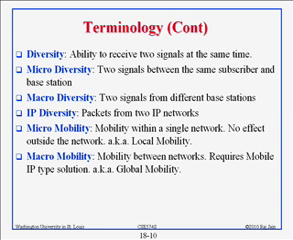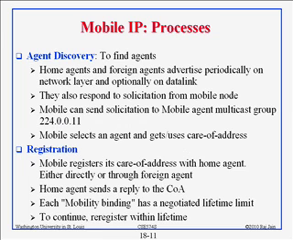IP diversity means you have packets on two different IP networks. Micro mobility is mobility within a single network, so no effect on the outside, for example, local mobility, and macro mobility means mobility between networks. That requires mobile IP. Every time you have macro mobility, you do need an IP solution. Alright, so I defined a lot of terms, and actually this is not the whole set. There is a whole RFC, several pages long, which defines everything to do with movement. Alright, so now we go into agent discovery. How does mobile IP work?